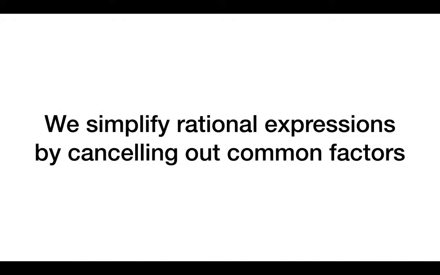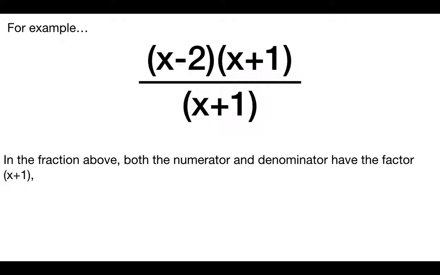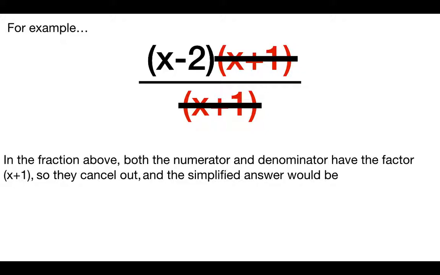We simplify rational expressions by canceling out common factors. Now we're going to talk about simplifying rational expressions again because it's going to be very helpful as we try to answer some of these. Here's a good example: x minus 2 times x plus 1 divided by x plus 1. In the fraction, both the numerator and denominator have a factor of x plus 1, so they cancel out. And the simplified answer would be x minus 2.